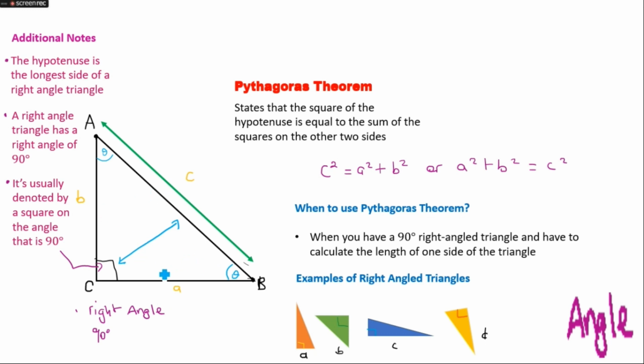So now that we have our labels, we can come up with a formula, which is c squared, our hypotenuse, is equal to a squared plus b squared. Or you could write it as a squared plus b squared is equal to c squared. Because of the commutative property in maths, it's going to be the same either way.